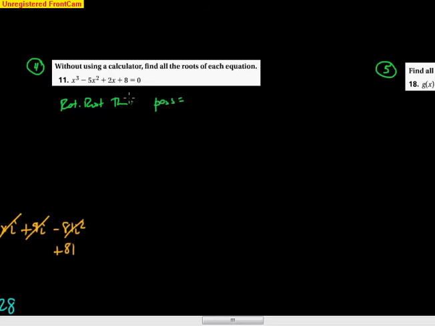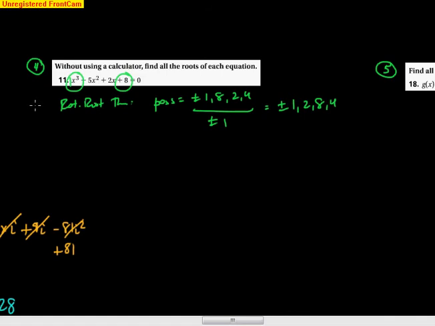And all the possibilities come from the factors of the last term, which are plus and minus 1, 2, 4, and 8, all over the factors of the first number, and that's a 1. When you only have a denominator of 1, the top numbers are your possible rational roots. 1, 2, 4, and 8. So in this problem, if we have nice roots, it's going to be from this list.